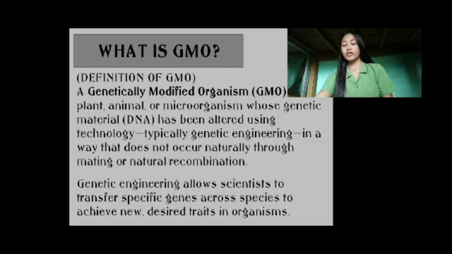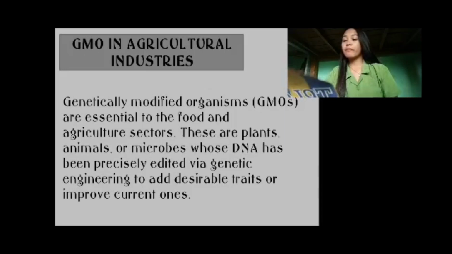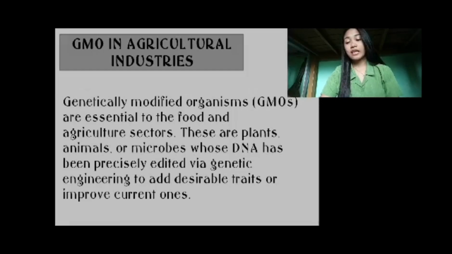So, in short, a GMO is a living thing, for example plants, animals, or microorganisms, that scientists have changed using science to make it better or more useful. And also, GMO is helping people, food production, and our environment. Second, GMO and agricultural industries. The agricultural industry is essential to the food and agricultural sectors. These are plants, animals, or microbes whose DNA has been precisely edited by genetic engineering to add desirable traits or improve current ones.